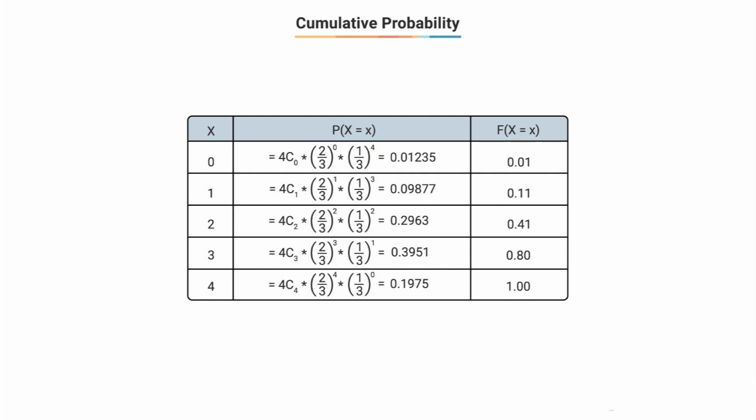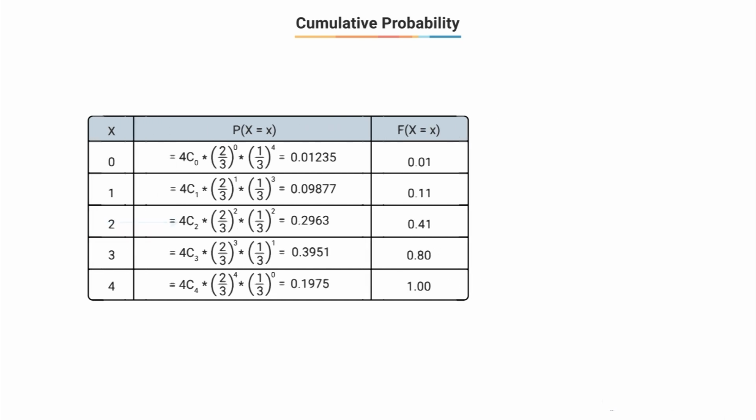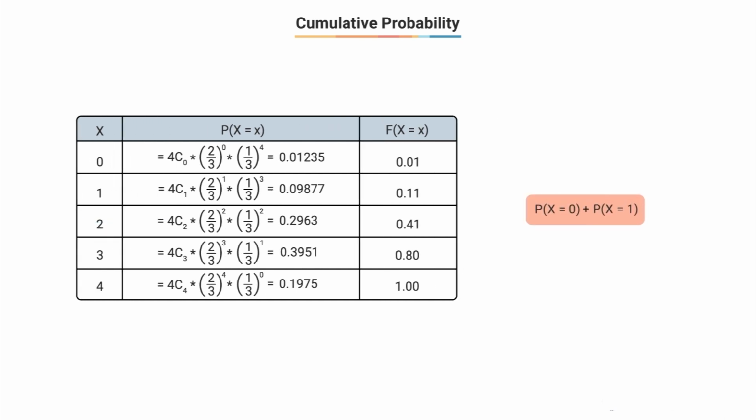Next, let's calculate F of x equal to 1, where F of x equal to 1 means probability of x less than or equal to 1, which will be probability of x equal to 0 plus probability of x equal to 1, which will turn out to be 0.11. Similarly, we have F of x equal to 2, which will be probability of x equal to 0 plus probability of x equal to 1 plus probability of x equal to 2.